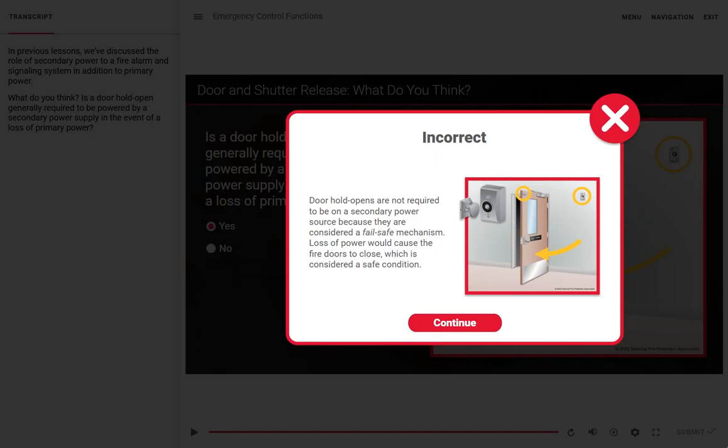Sorry, that's incorrect. Door hold opens are not required to be on a secondary power source because they are considered a fail-safe mechanism. Loss of power would cause the fire doors to close, which is considered a safe condition.